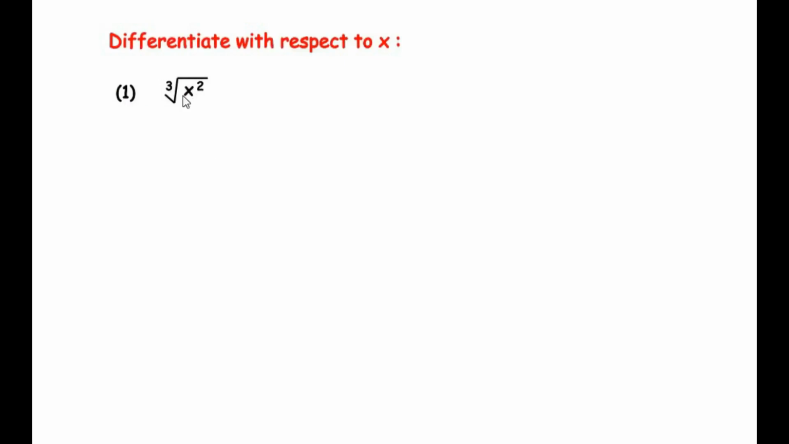Now the first step would be to change this radical power into a fractional power. So for that let us write x square as it is. Now the cube root power could be written as a fractional power, that is 1 over 3. Now using the laws of indices, the powers will multiply each other. So we are going to write it as x to the power of 2 over 3. Now we are going to differentiate x to the power of 2 over 3 with respect to x using the power rule.